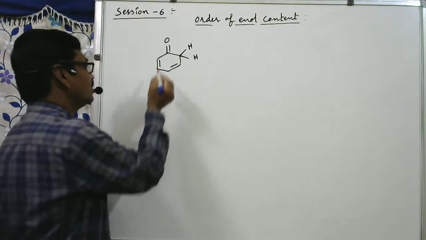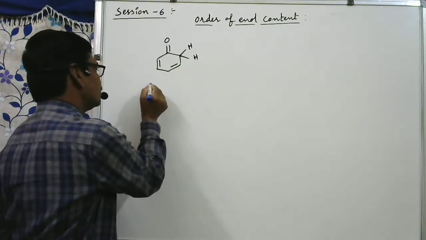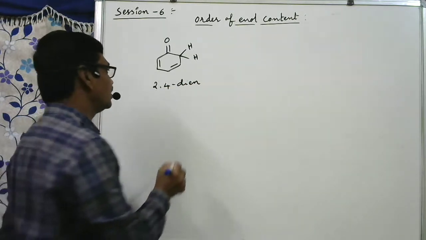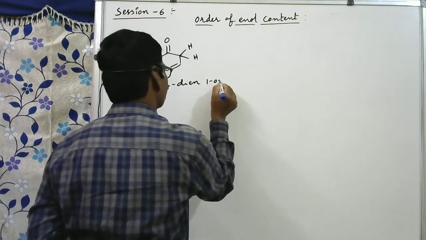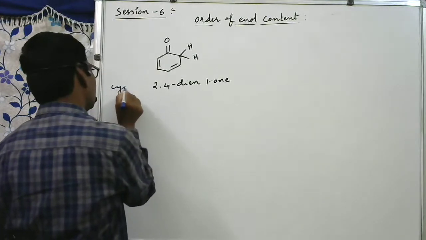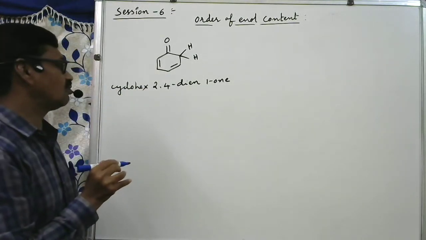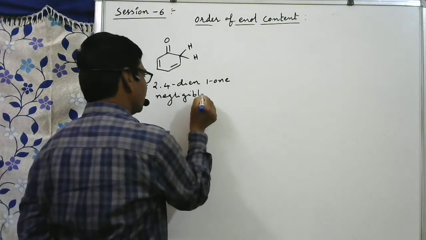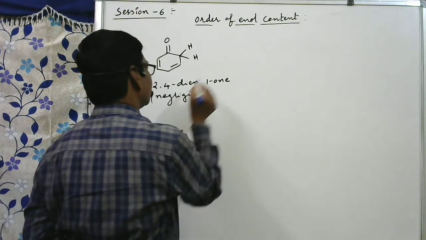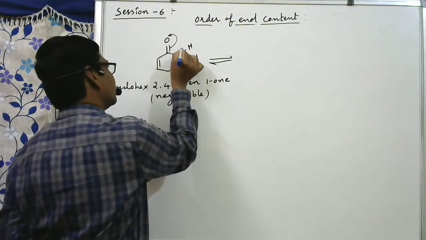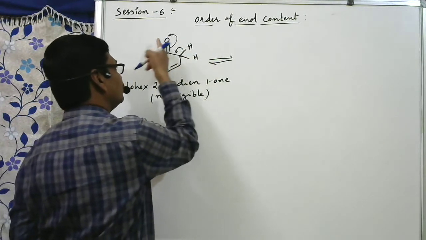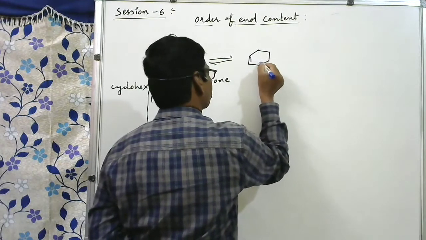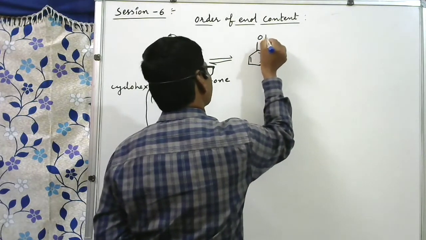What is the name of this compound? Numbering 1, 2, 3, 4, it is cyclohex-2,4-dien-1-one. But here its content is negligible. It is negligible because after tautomerization, the bond shifts here, and the H+ ion which is released is accepted by O minus. These two are already present bonds, and this is the newly formed bond. Here it becomes OH. This is phenol.